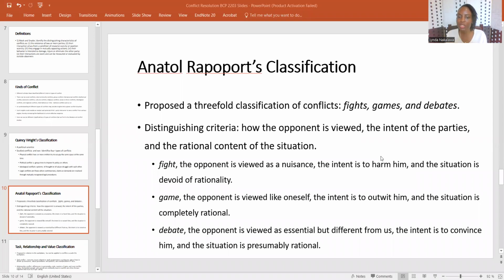Whether you're fighting with words, or you're fighting with your fists, or you're fighting with clubs and spades, the point is there is really no rationality. There isn't a lot of thinking going on. You just want to get rid of this annoying nuisance, or at least harm it and crush it completely and get rid of it. That's a fight, according to Rapoport.